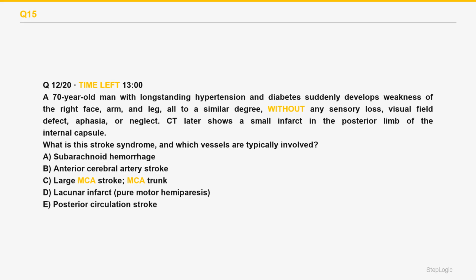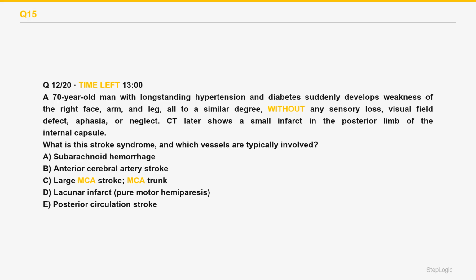What is this stroke syndrome, and which vessels are typically involved? A 70-year-old man with long-standing hypertension and diabetes suddenly develops weakness of the right face, arm, and leg, all to a similar degree, without any sensory loss, visual field defect, aphasia, or neglect. CT later shows a small infarct in the posterior limb of the internal capsule.